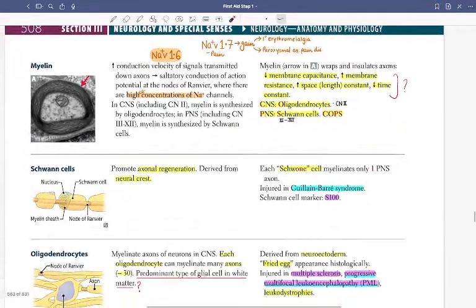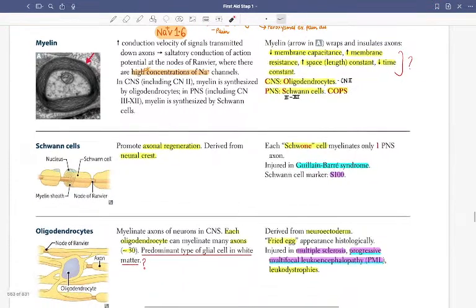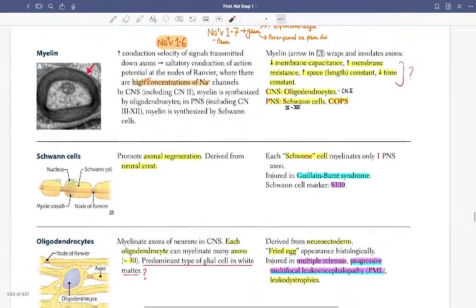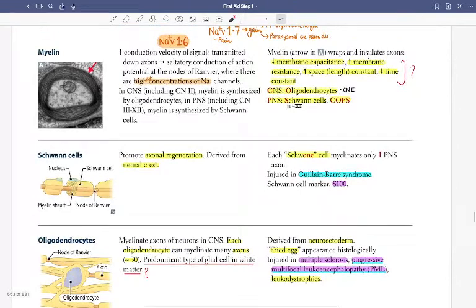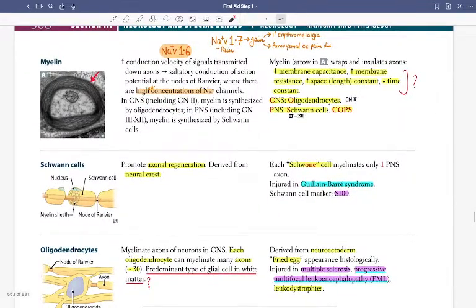Next we'll come to myelin. Myelin has high concentrations of lipid. In the CNS, myelination is done by oligodendrocytes. In the PNS, myelination is done by Schwann cells. You don't need to learn this up much.